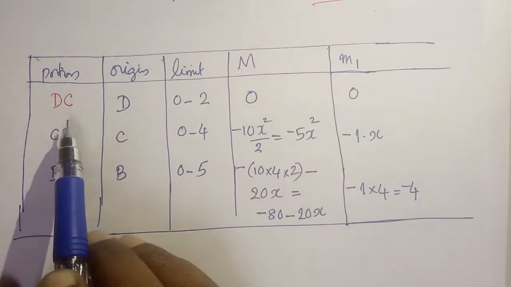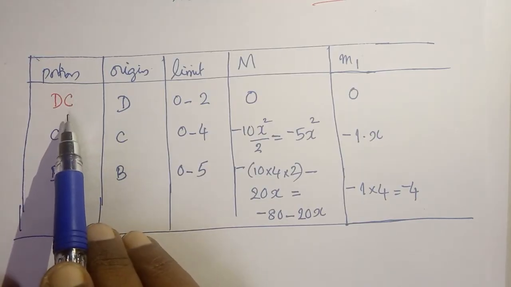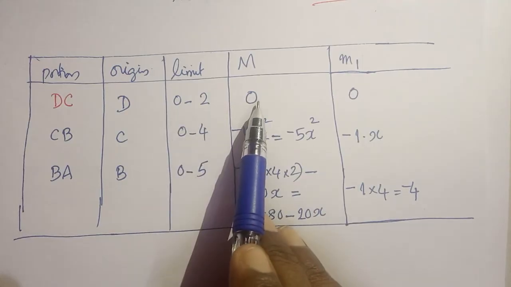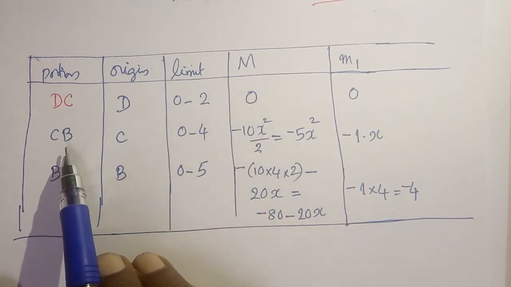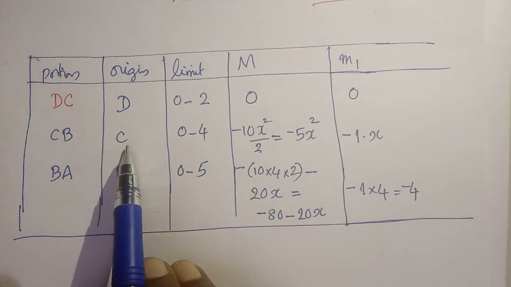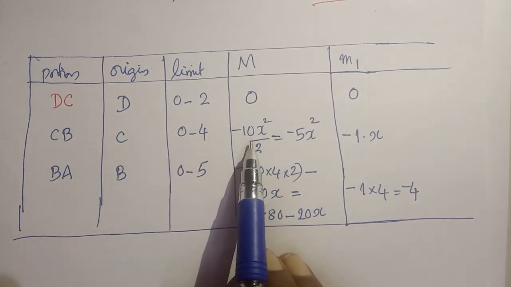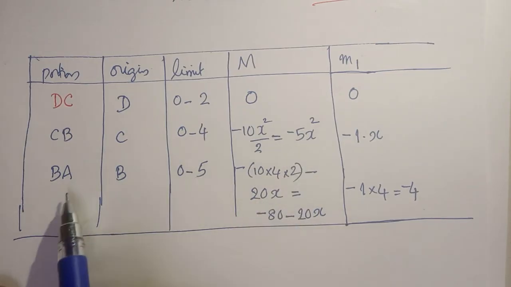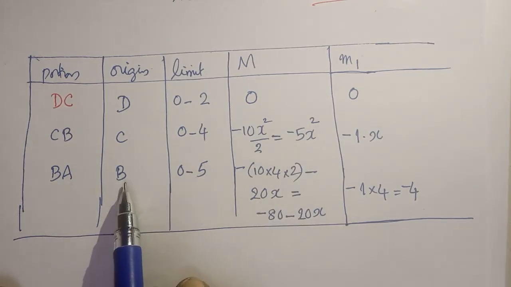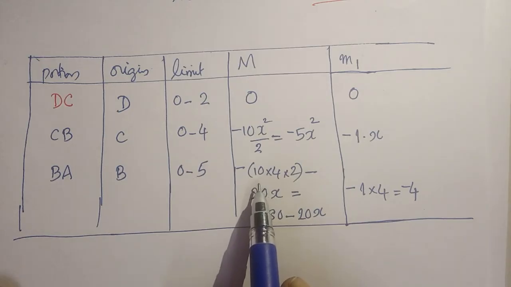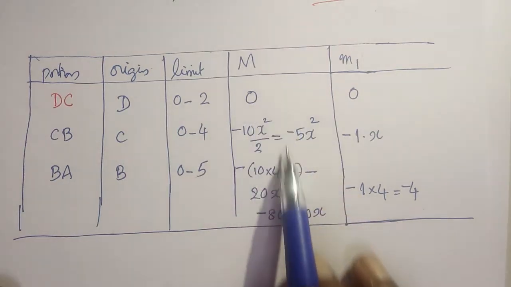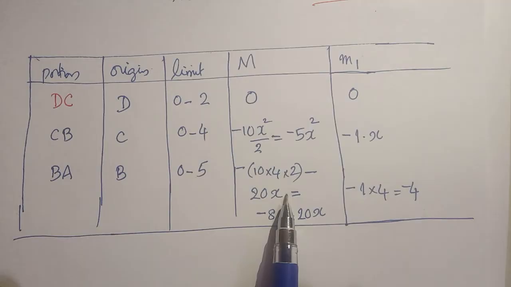So refer to this. We have discussed now for the portion DC, taking D as origin, 0 to 2 limit, the bending moment expression is 0. For the next portion CB, C as origin, the expression for bending moment is 10 into X by 2, 10x square by 2. For the portion BA, B as origin, the expression due to the load is 10 into 4 into 2 minus 20 into x. So these are the expressions for bending moment due to external load.